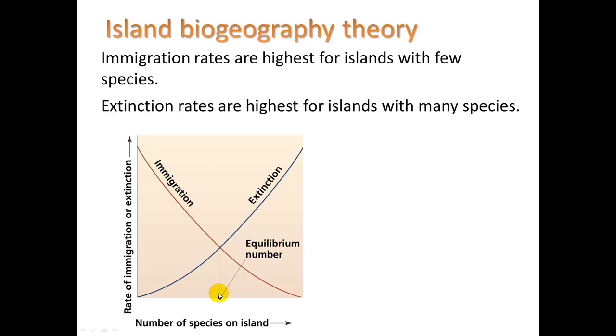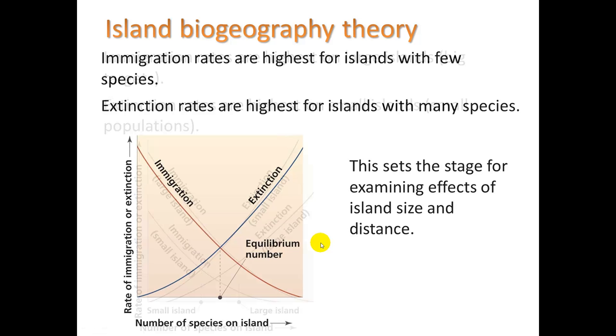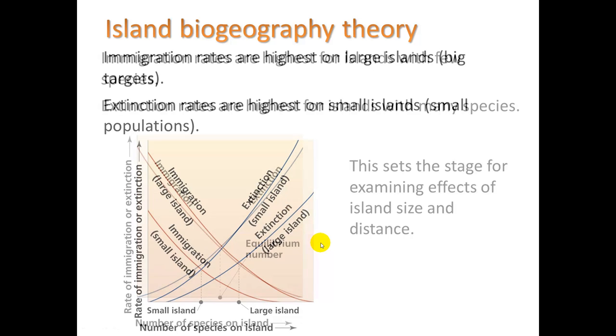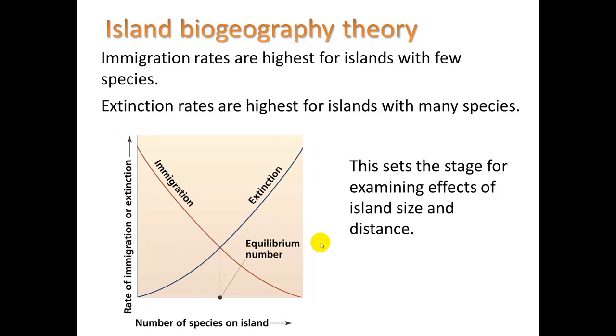So at some point, there's a balance between these two factors, where as the number of species on the island increases, immigration drops. As the number of species on the island increases, extinction increases. So there's going to be a point where these cross, and that's the equilibrium number of species on that island. So what kind of things affect this equilibrium number? One of them is, well, two things, size of the island and distance from the mainland.